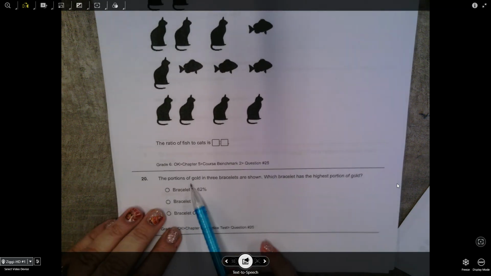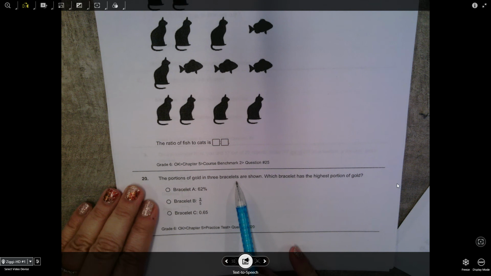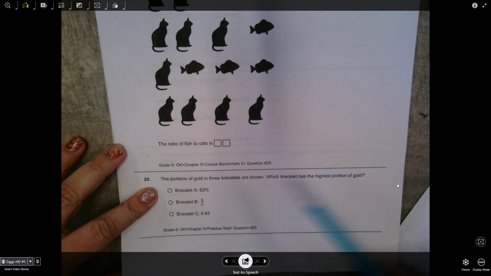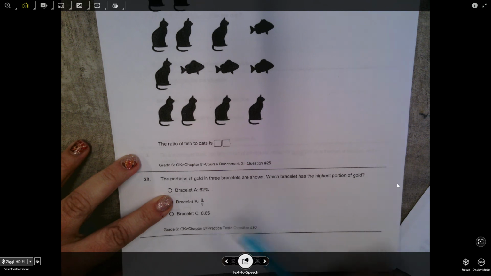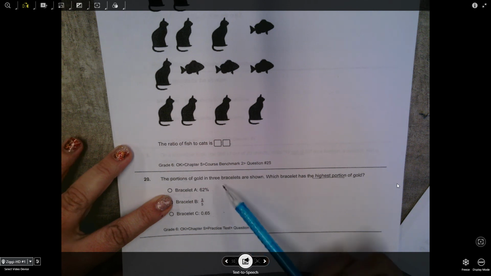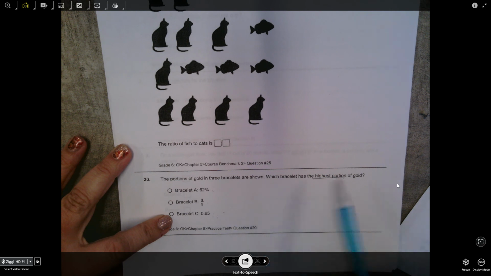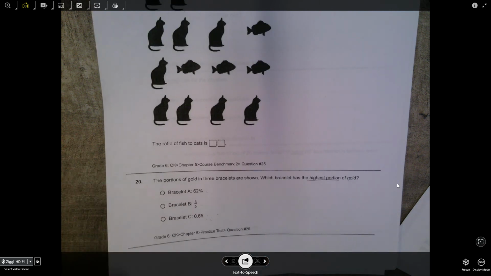The portion of gold in 3 bracelets are shown. Which bracelet has the highest portion of gold? Here are your portions. You want the highest portion of gold. So convert so they're all the same thing, either all percents, all fractions, or all decimals, and then compare to find the highest portion.